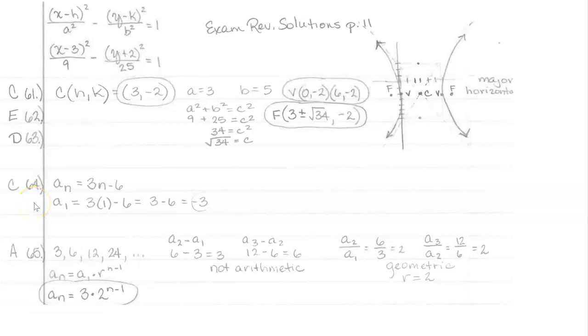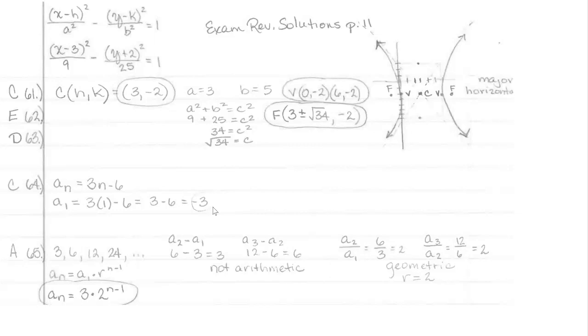All right, for 64, we move into sequence and series. So 64, what's the first term in the sequence given by this equation? So literally, we're just going to put 1 in for n. So that'd be 3 minus 6, or -3.